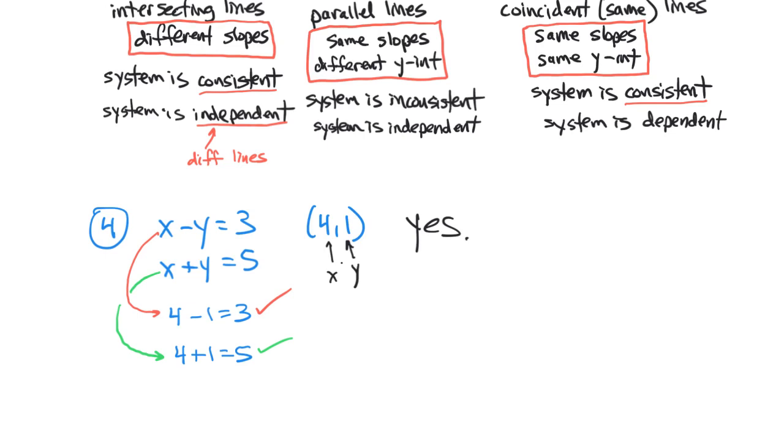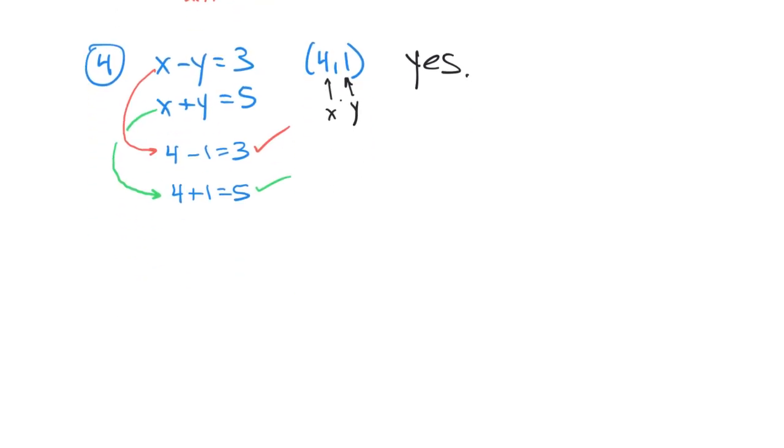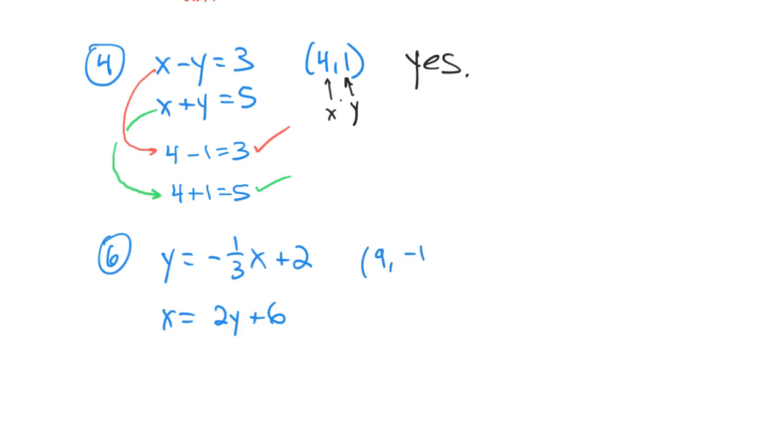Let's try number 6. Number 6 has some fractions. Same question, but here are our equations this time. y equals negative 1/3 x plus 2, and x equals 2y plus 6. And the point they give us this time is the point 9, negative 1. So it's basically the same thing.